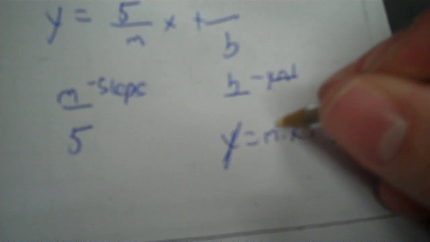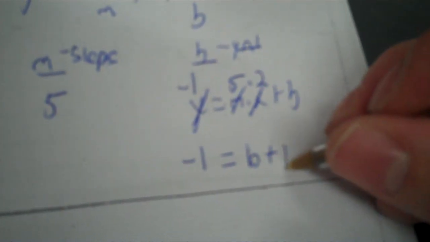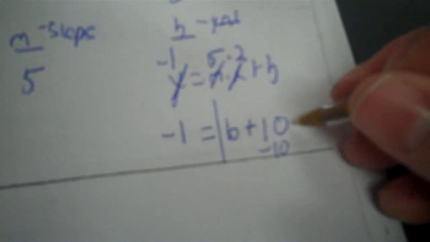Okay? M, B. I don't need the B, okay? My B is different than theirs. But if their M is 5, my M has to be 5. So y equals M times X plus B. So my M is 5, then when y is negative 1, X is 2. So negative 1 equals B plus 5 times 2, which is 10, then I'm going to minus 10 from both sides. And that's going to be negative 11 equals B. Okay? And there's your answer.